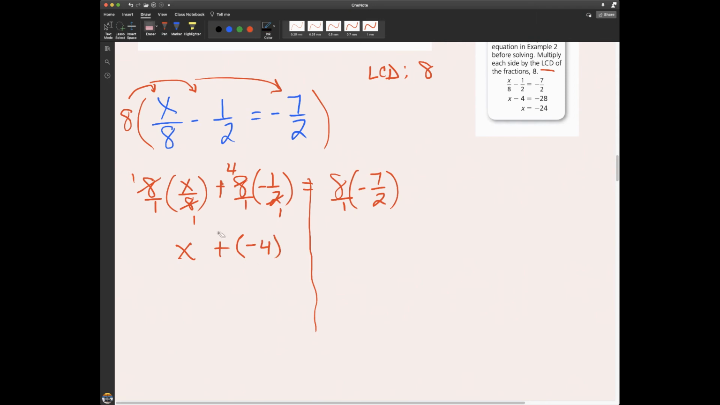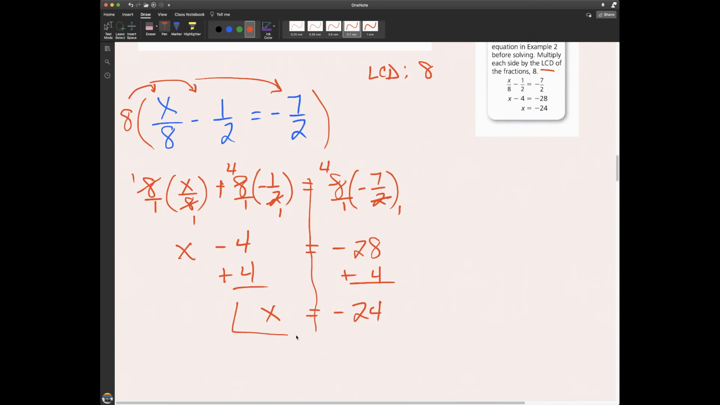And I can write that this way. I could just write that as negative 4 equals, over here I can also cancel, and this is 4, and 4 times negative 7 is negative 28. Now what do I do here? Well, to get x by itself, I use the addition property of equality. I get x all by itself equals negative 24.